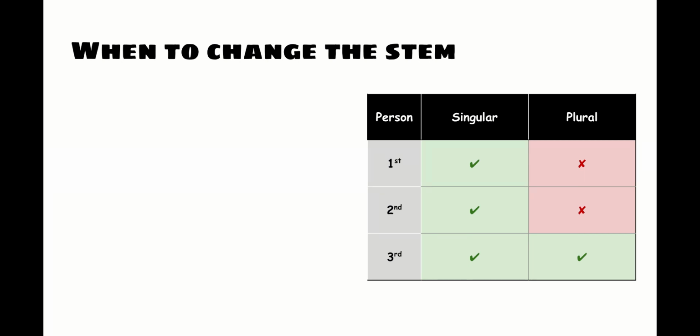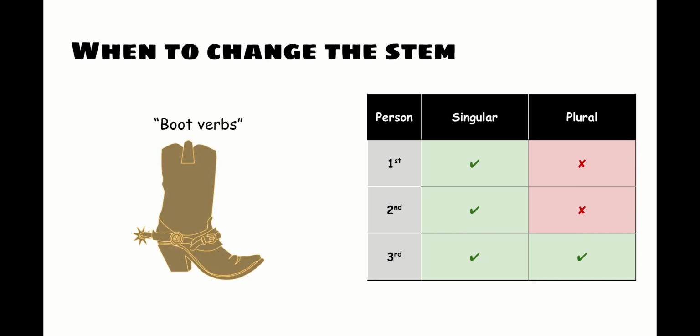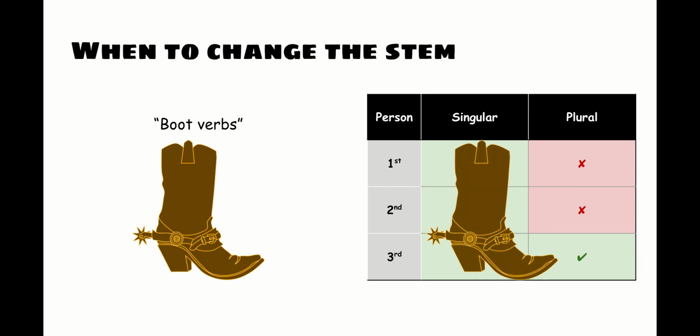This might be a little confusing, but there is a term that people have come up with to help you remember this, and that is boot verbs. So stem-changing verbs are the same thing as boot verbs, and you can remember it because you change the stem in the shape of a boot. So the first, second, and third person singular, and then also the third person plural, kind of makes the shape of a boot when you conjugate it in a chart like this.